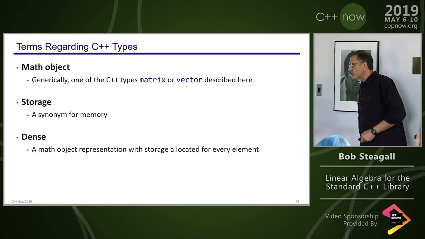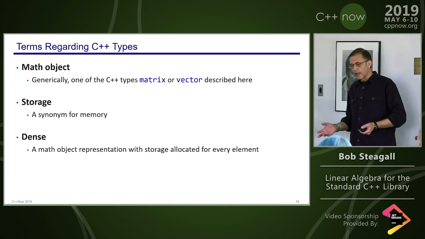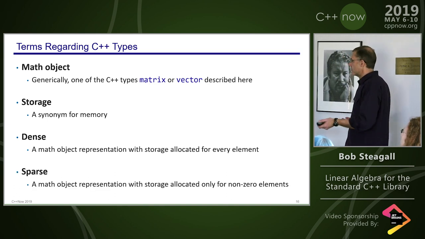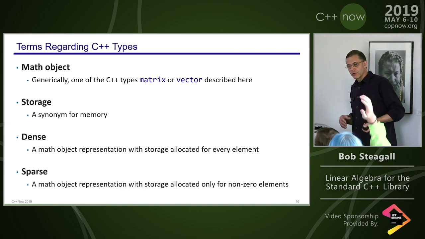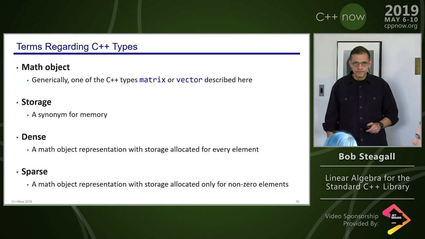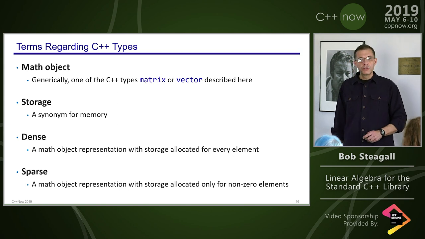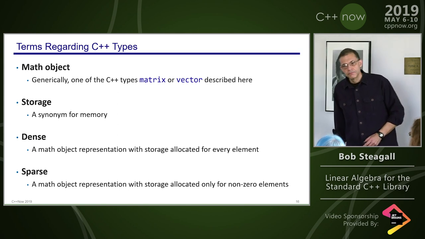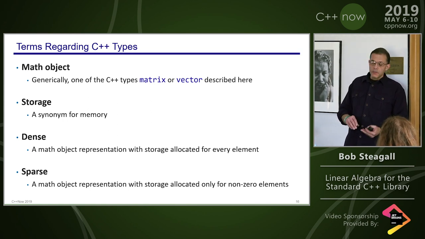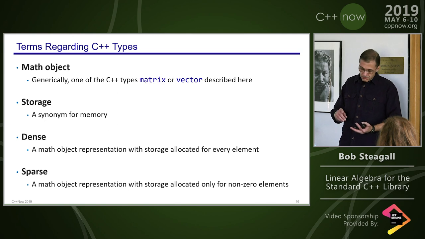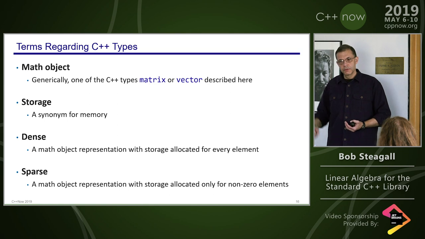We use the term dense to mean a math object whose representation has storage allocated for every element. We use the term sparse in the opposite sense to mean a math object with storage that's allocated only for its non-zero elements. Yes, David. Where do symmetric matrices fit into those two categories? That's up to how you decide to implement them. Things like upper, lower triangular, banded, and symmetric matrices actually fall beyond the scope of our proposal. Oh, okay.